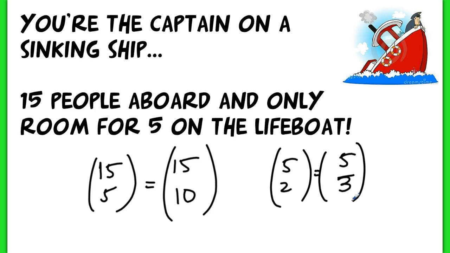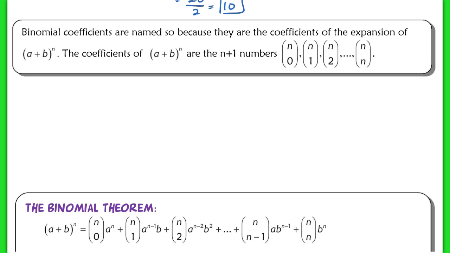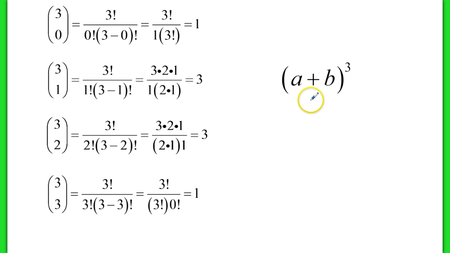Now, binomial coefficients are named that way because they are actually the coefficients when we expand (a + b)^n. So the coefficients of (a + b)^n are the n + 1 numbers: n choose 0, n choose 1, n choose 2, all the way till we get to n choose n. Now, it's easy to see that here in my example. So let's consider the expansion of (a + b)^3.